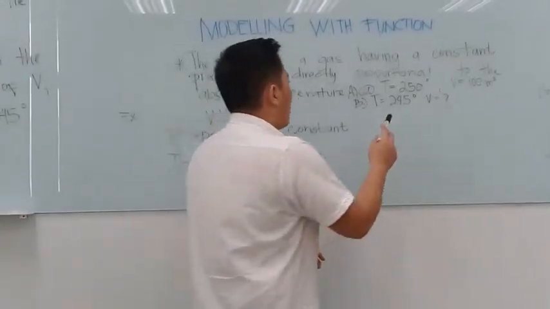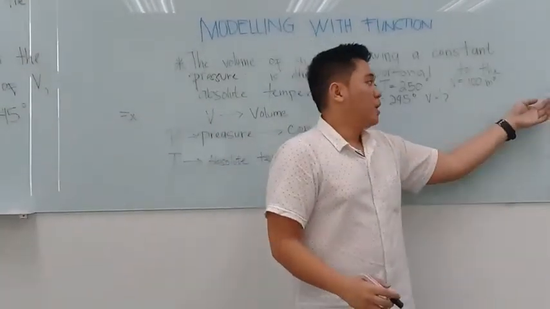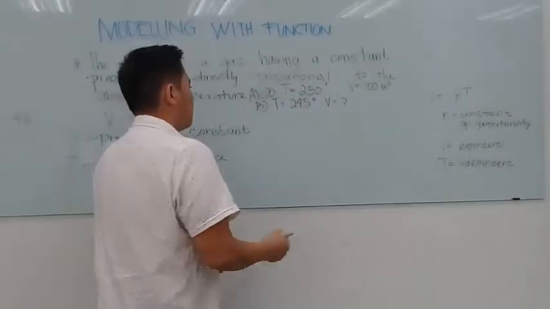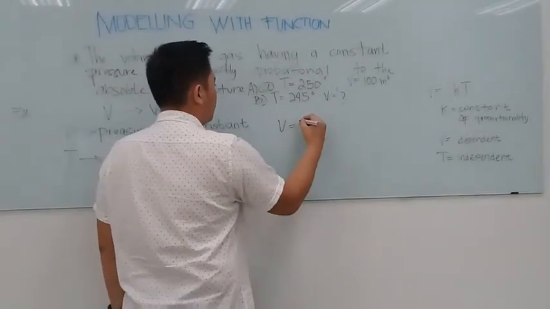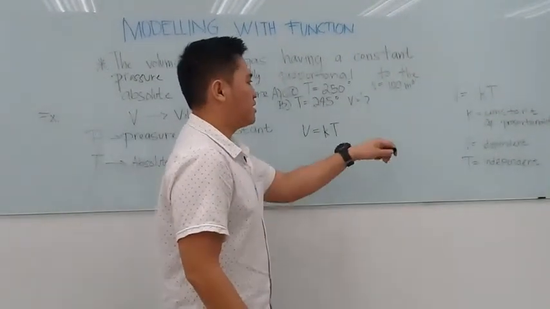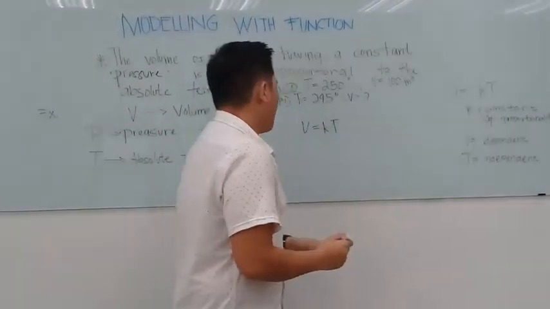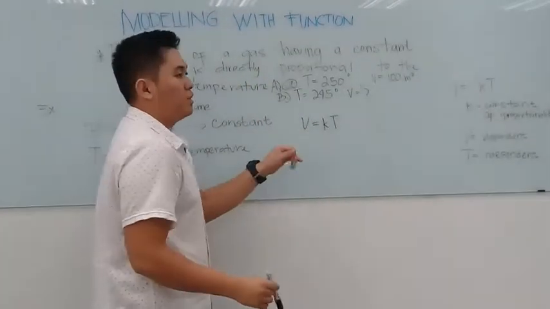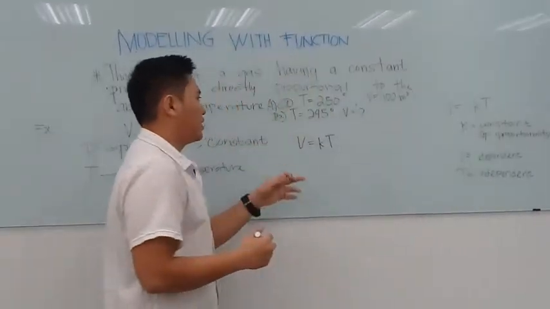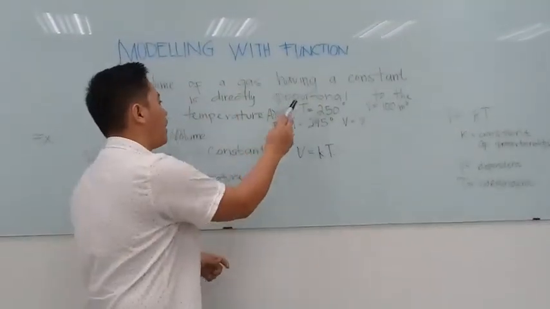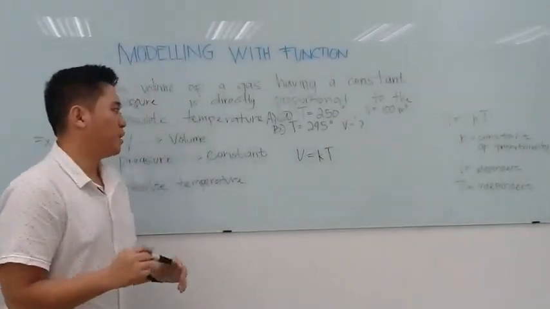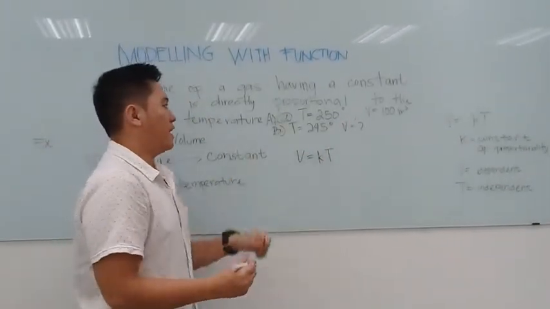First of all, this is our formula to find the volume: V is equal to K times T, where K is the constant of proportionality. So, how to find the volume? We need to find the constant of proportionality first. The given is temperature of 250 degrees and volume of 100 cubic meters. So, let's plug in the values.